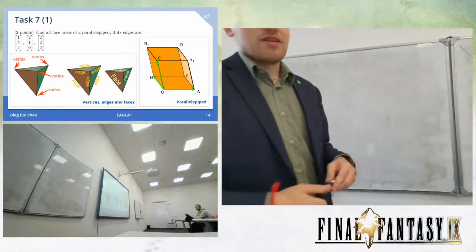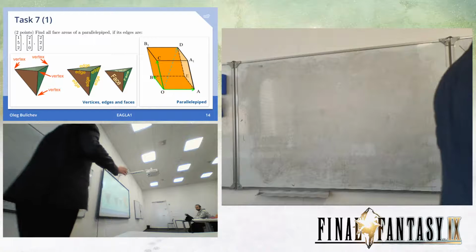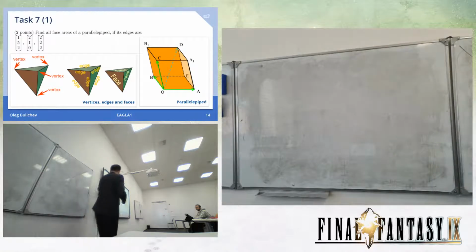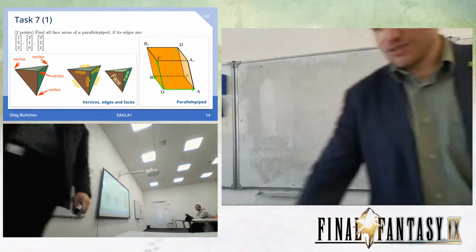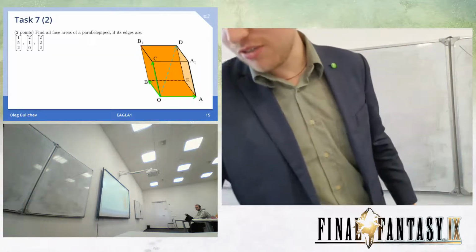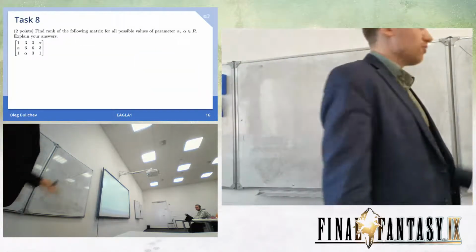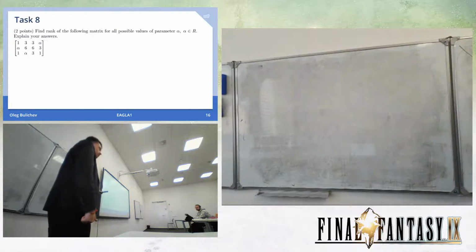In this task, either it's quite easy if you know these words, parallelepiped, face. If you don't know, it will be a very tough task for you. So I drew what it is, we will explain later. And the last one, I forgot to drop the slide, and the last one we solved during the class.